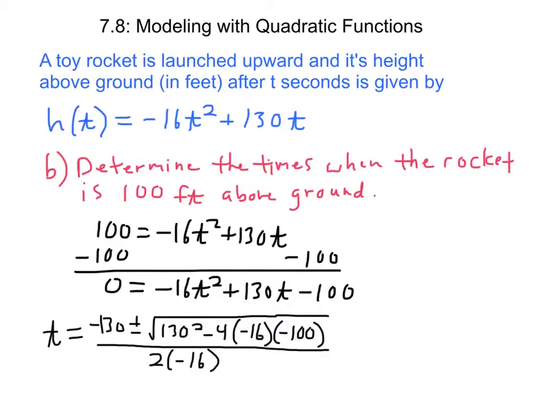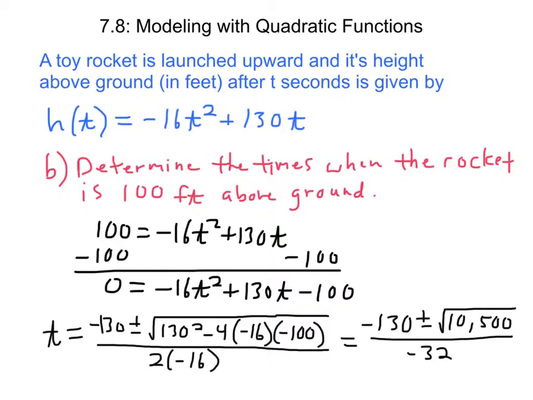So now we just have to try to simplify this down. And so we have negative 130 plus or minus the square root of, okay, so I'm going to figure out what we have under the square root on my calculator. So it's 130 squared minus 4 times negative 16 times negative 100. And that comes out to be 10,500. And the whole thing is divided by negative 32.